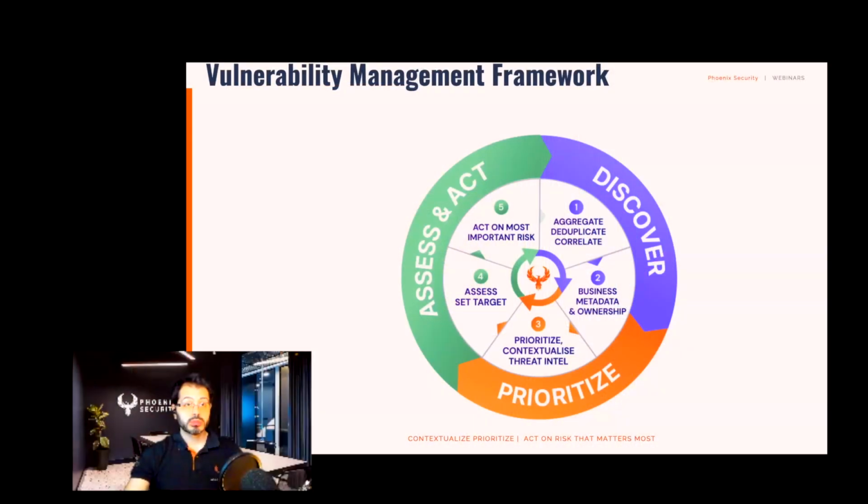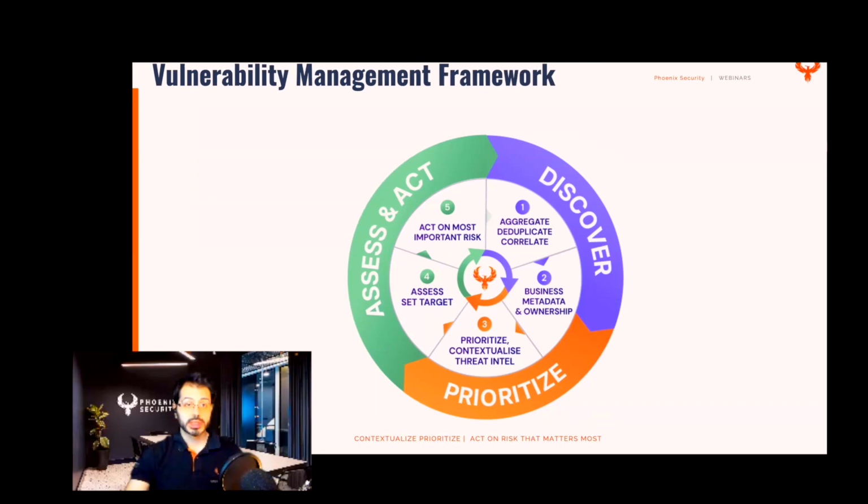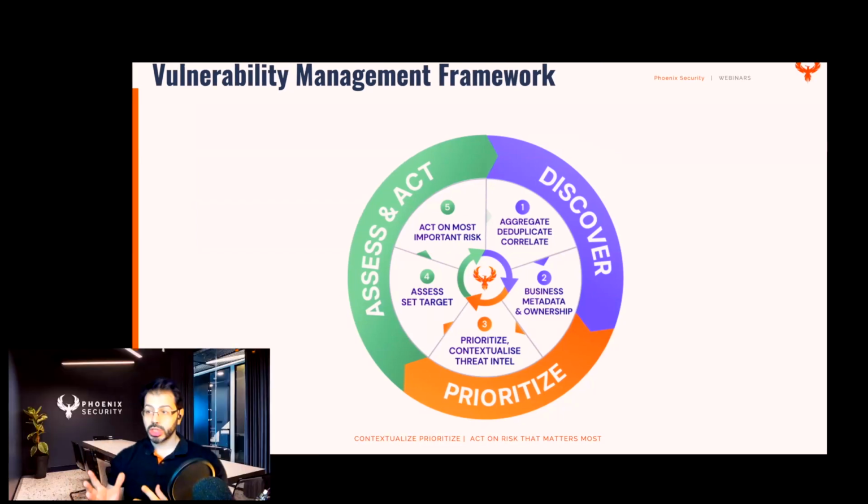So without further ado, we're going to do a quick recap on the vulnerability management framework, what it stands for, what the various areas are, and then we're going to move into today's topic, the prioritization and contextualization aspect, which are the next level of the cycle.